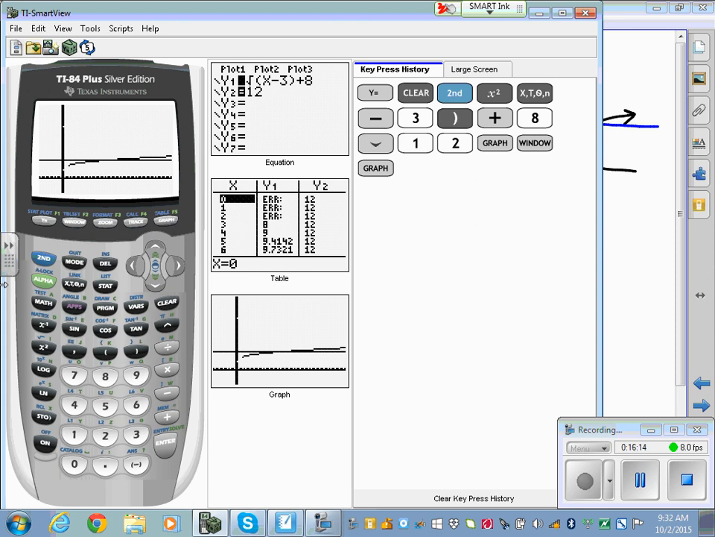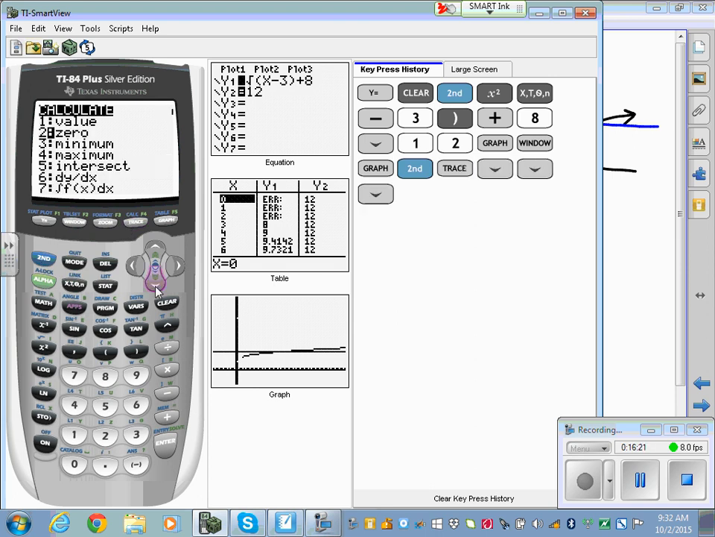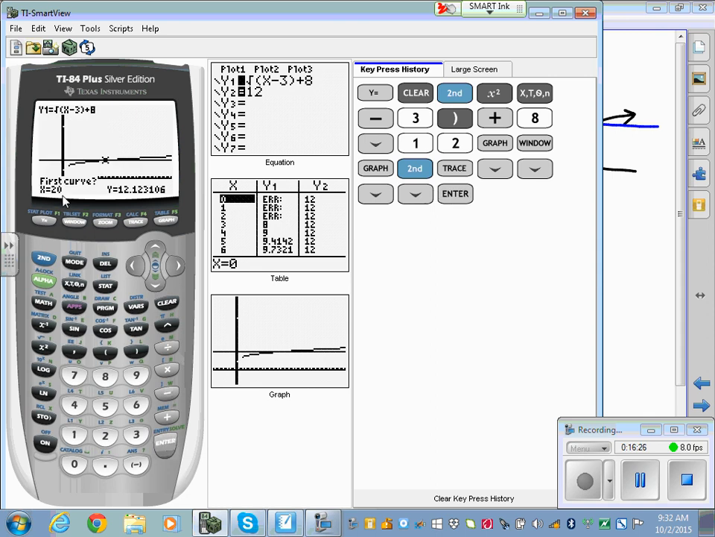Okay, almost. Now we want to know where they intersect, so you'll do second trace, and then go down to intersect. I hit enter. Now it says first curve. Look up here in the corner. It's on the root function, y1, the square root of x minus 3 plus 8. So just hit enter. Now it says second curve. Make sure it's not on that same line, and it's not. It's on 12, so we're good. We hit enter again. It says, do you want me to guess?